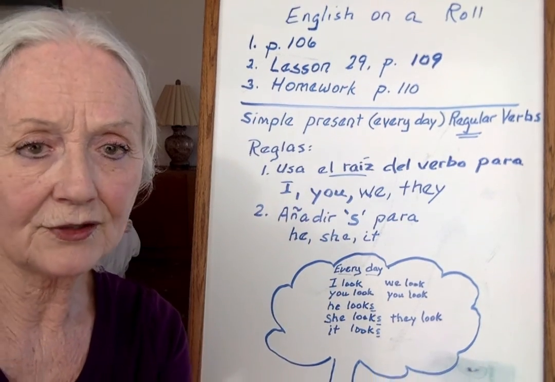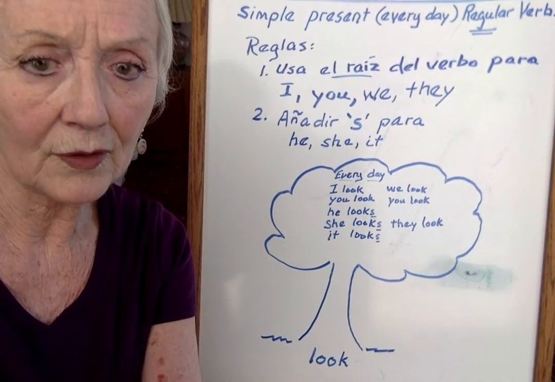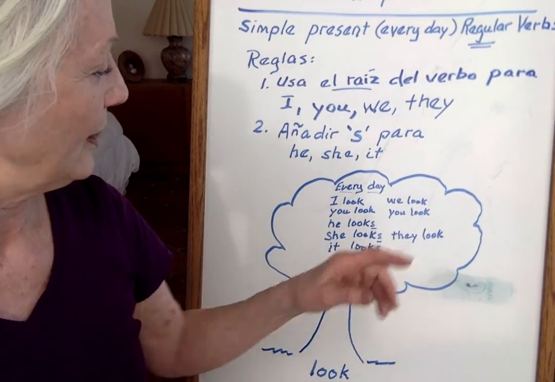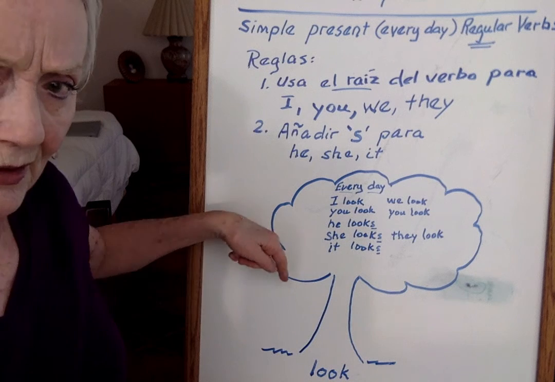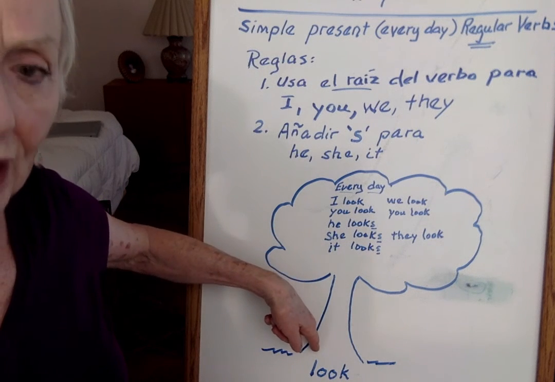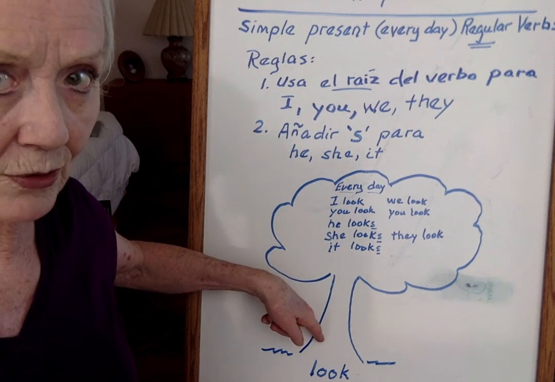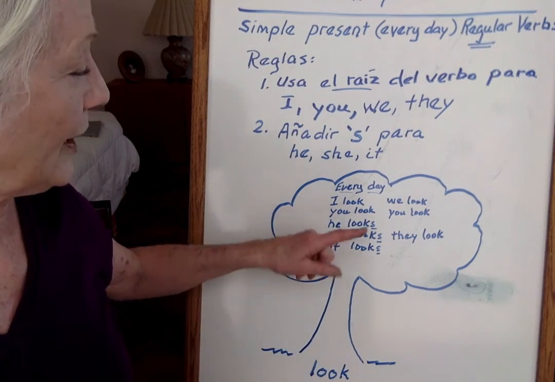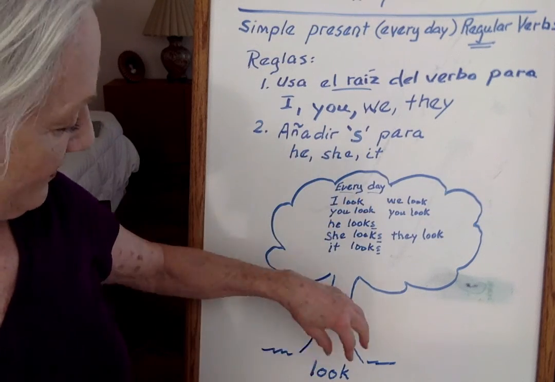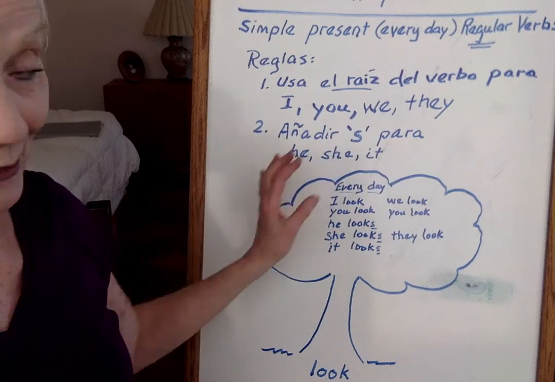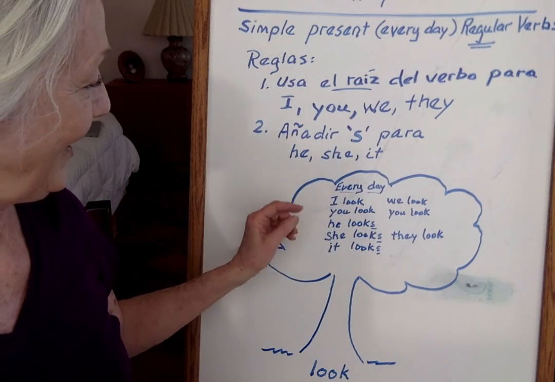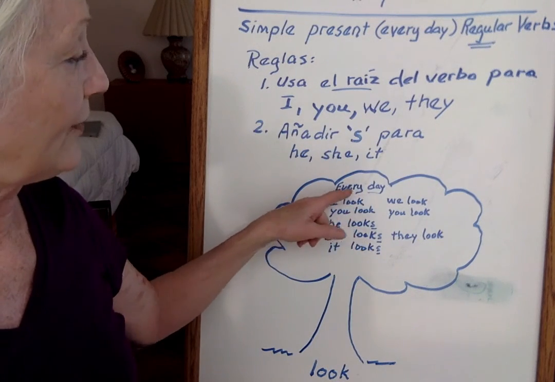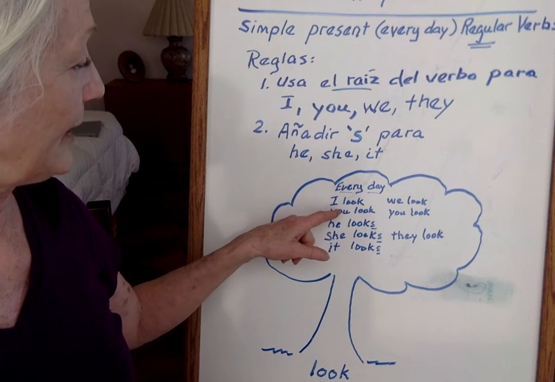Mira, let's do this. Here we go. I hope you can see this. All right, look, down at the bottom, el raíz, es el verbo, y es regular, right? So here's look, and here we have raíz, the rest of the tree, el árbol, every day. There's our everyday, presente simple.